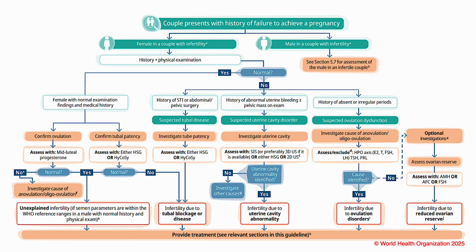If nothing is identified, then the optional investigations are to assess the ovarian reserve, which previously the guidelines were saying AMH or AFC, but now the present guideline is saying AMH, AFC or FSH along with estradiol. So all three are equally weighted.